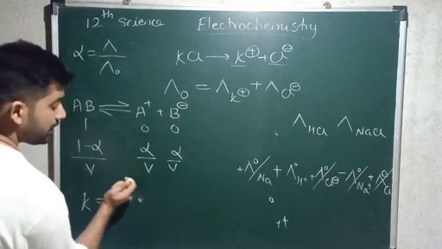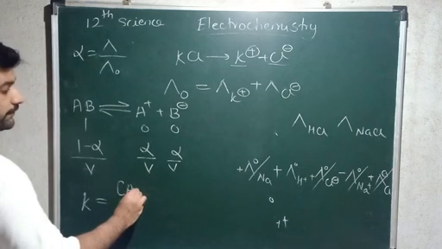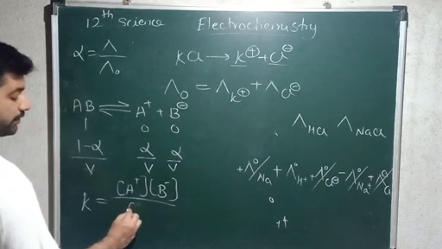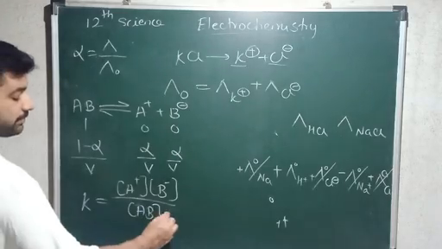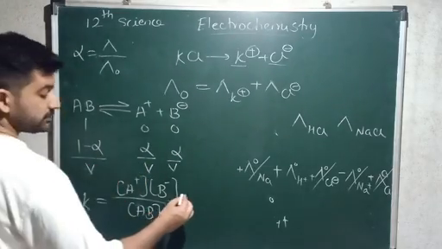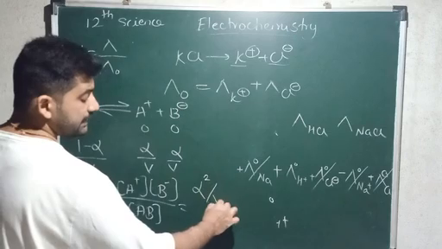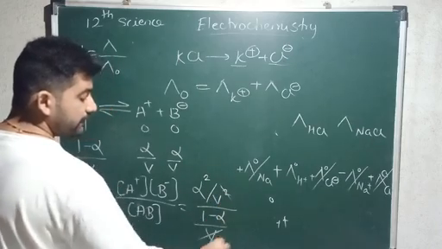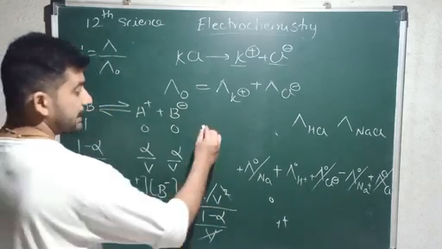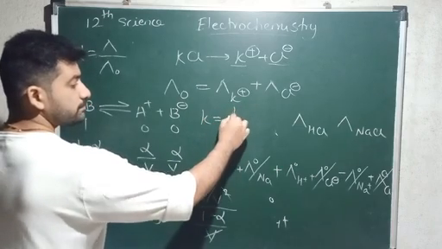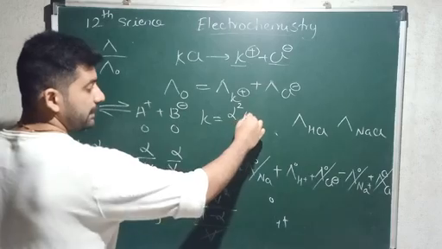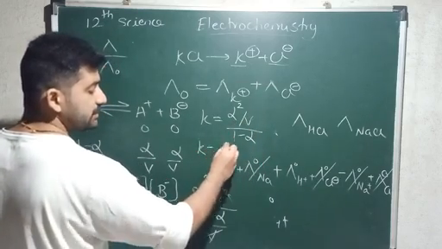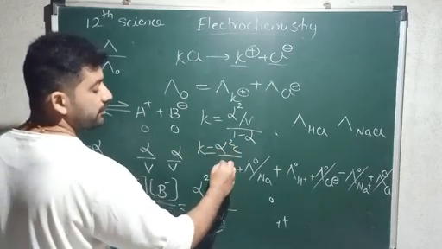How have I done this? Concentration of A plus into concentration of B minus upon concentration of AB. So these are concentration terms. We will write this as alpha square upon V square and 1 minus alpha by V. V will get cancelled and we will get K equal to alpha square by V upon 1 minus alpha, and 1 by V can be written as C. So that is alpha square C upon 1 minus alpha.